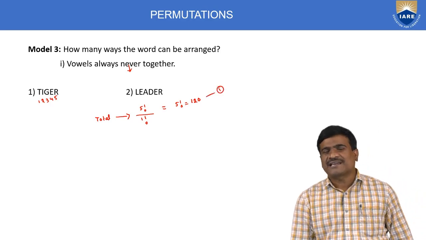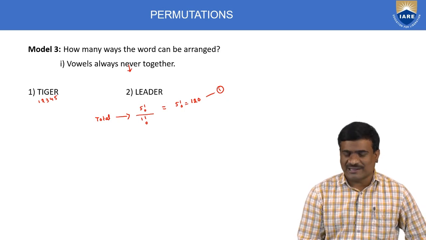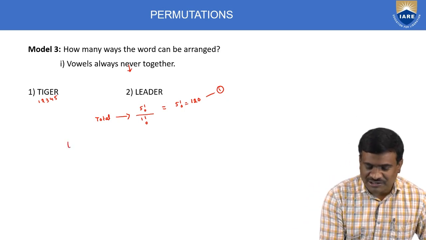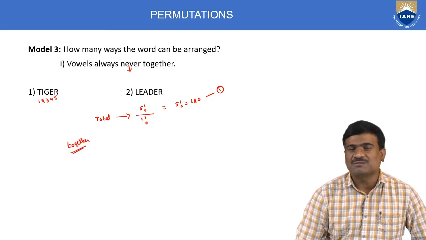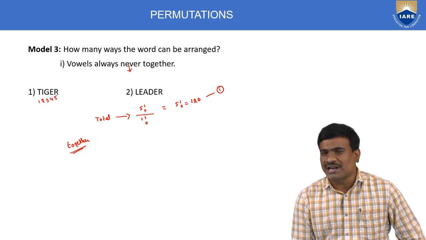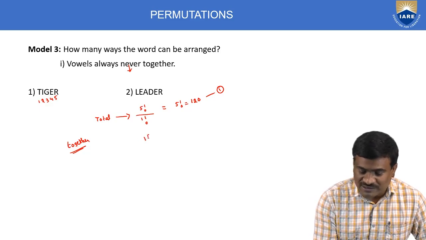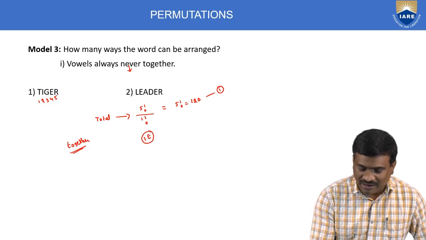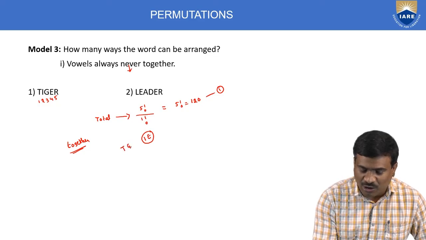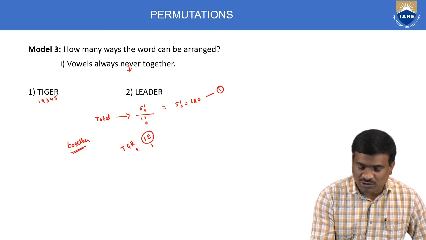Second equation, second method: calculate the arrangements where all the vowels always come together. In your exam, these "together" type of questions are given. For that condition, always write one bracket. In TIGER, the number of vowels is only 2, I and E. Next, the consonants are T, G, R. Next method: vowels treated as 1 letter. Total number of letters is 4.